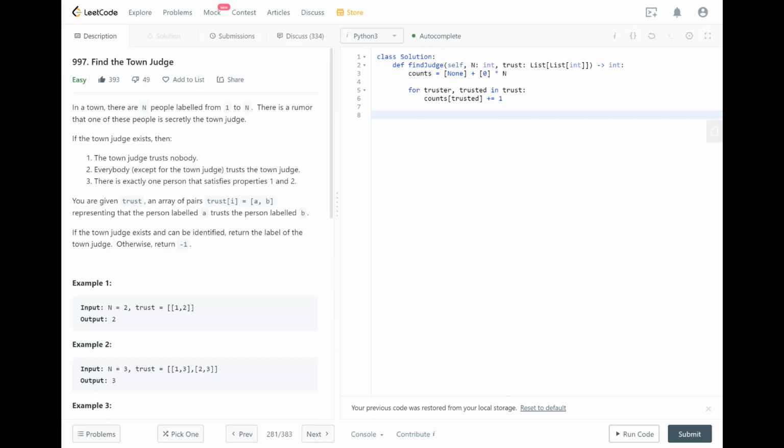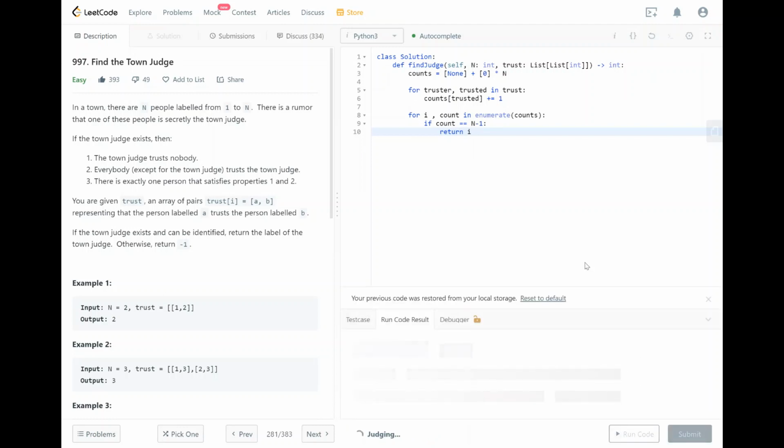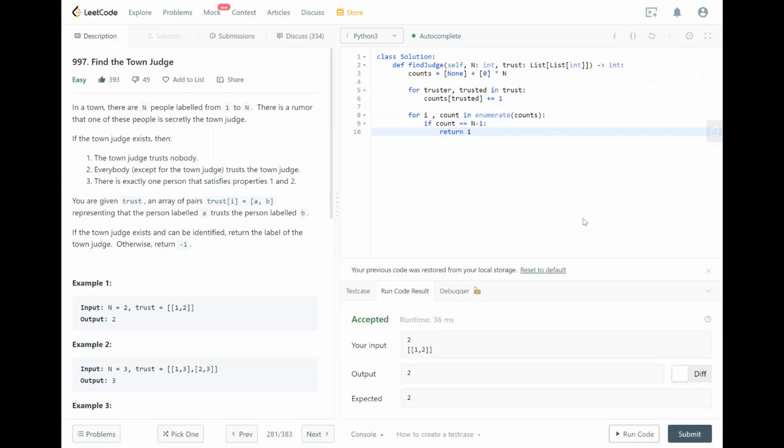Now, after we're all done navigating through that array and counting how many people are trusted, we can figure out who the judge is. We're going to say for i, count in enumerate(counts), colon, if count is equal to n minus 1, then we're going to return the i. Let's go ahead and try this for the first test case. There we go, success. Let's see what happened.